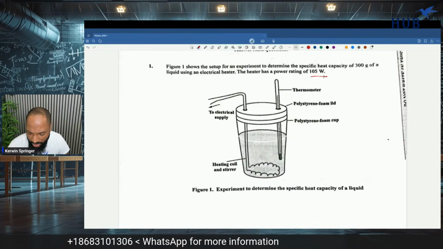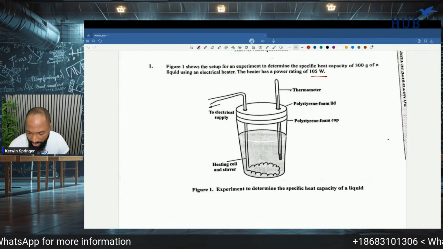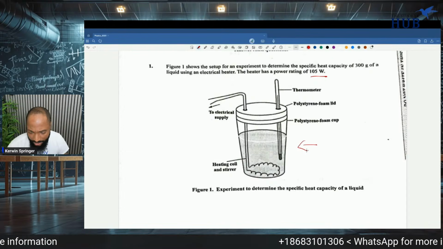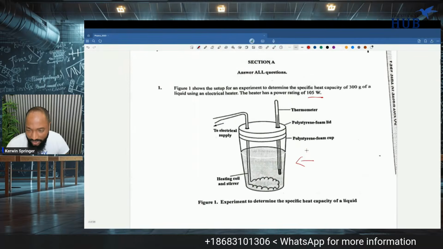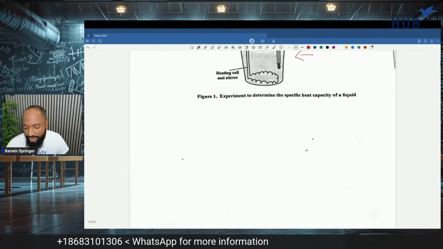The heater has a power rating of 105 watts. What else? The electrical supply, so it's heating up the water. And all right, so this is a calorimeter. And this is the first question. So we know the first question in physics, we're going to have to draw a graph, right?